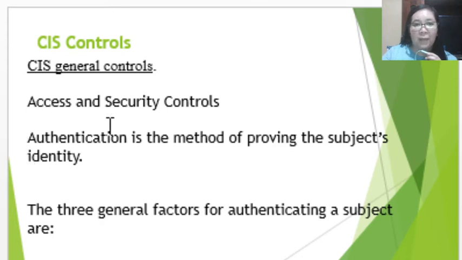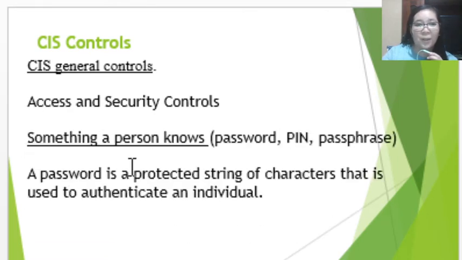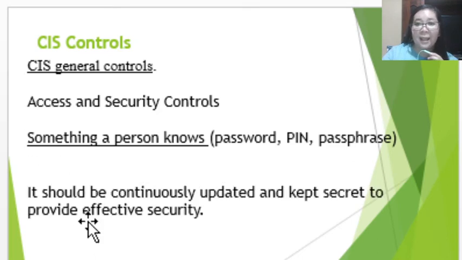That is for identification. Second is authentication. So this is the method of proving the subject's identity. There are three general factors for authenticating a subject. So first, something a person knows. It can be in the form of password, PIN, or passphrase. So this can be used before anyone can access the data. So a password, we all know that this is a protected string of characters that is used to authenticate an individual. It should also be continuously updated and kept secret so that it can provide effective security.